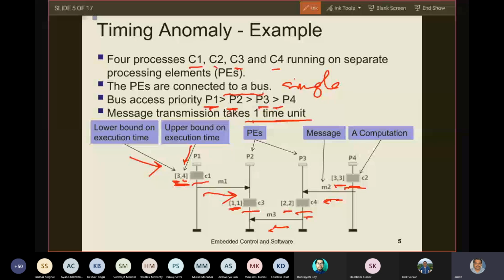Now, we will consider the case where C1 takes 3 units of time, because that is the only thing that is varying in this whole system. In one case, C1 takes 3 units of time, and in the other case C1 takes 4 units of time. So this one is the scenario when C1 takes 3 units of time, and this one is the scenario when C1 takes 4 units of time. Okay.